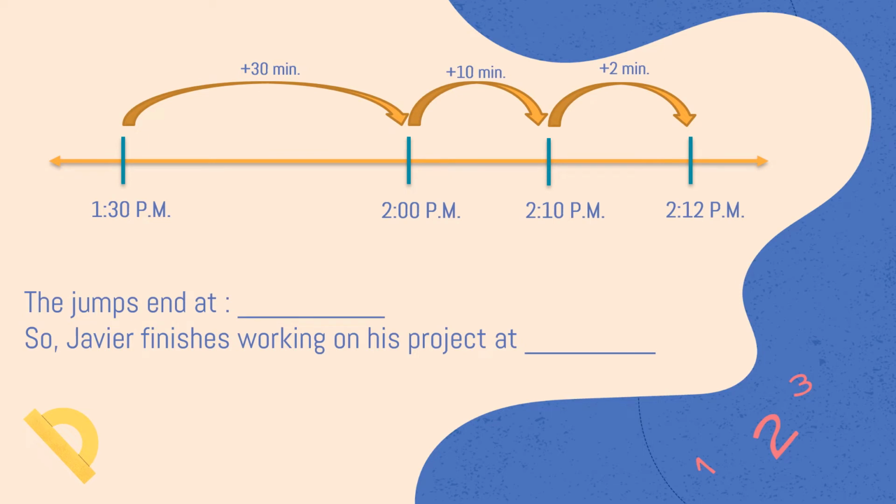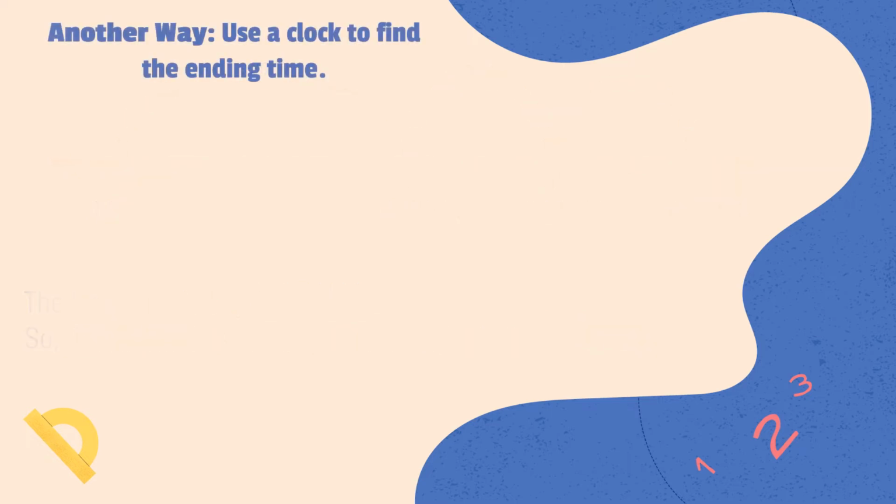So now that we will finish our timeline, we have the jumps end at 2:12 p.m. So that means that Javier finished working on his project at 2:12 p.m. Easy, right, guys? So now use another way. We're going to use a clock to find the end time. This is going to be a lot easier.